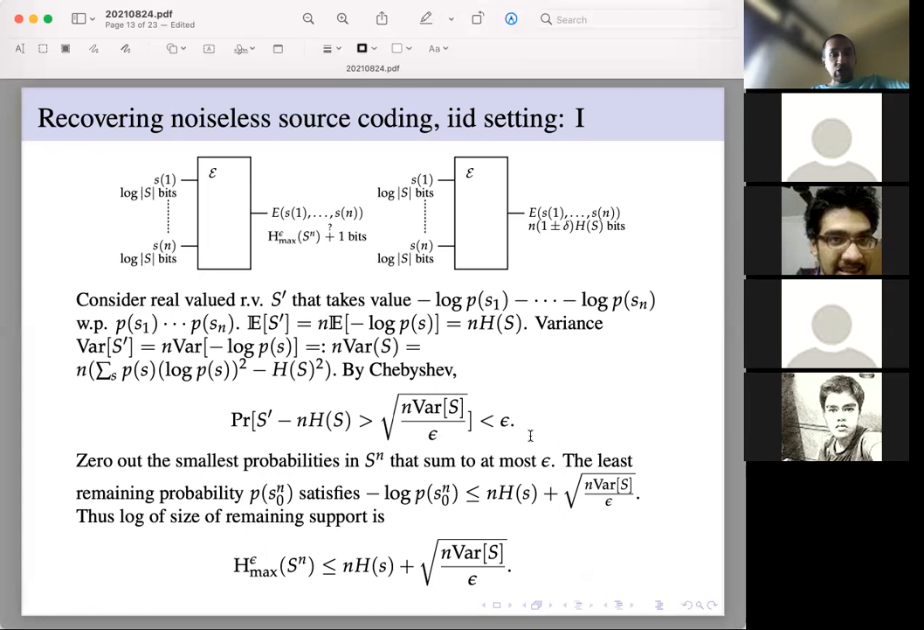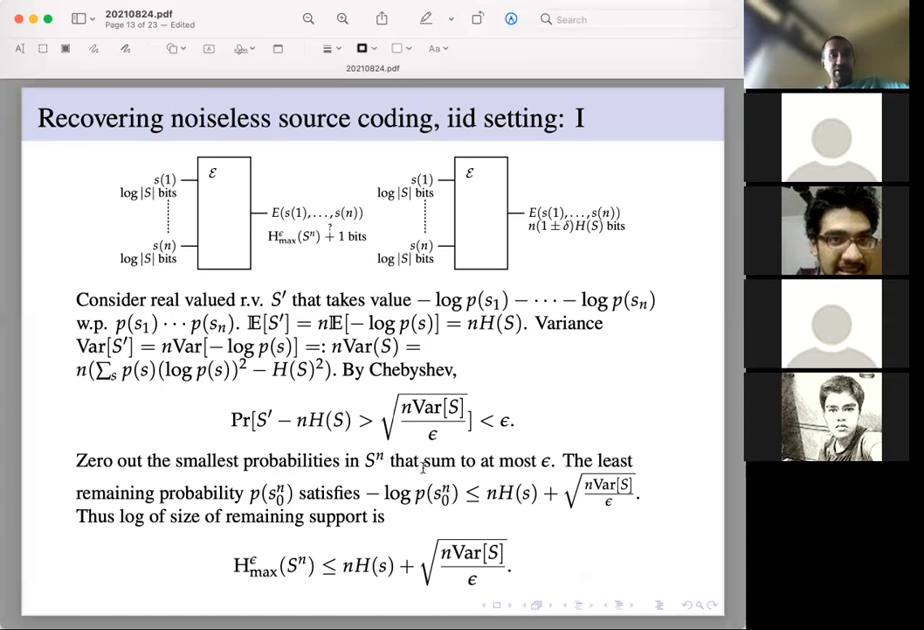So what is this telling me? Let us say I start off with the source S. Sometimes I'll write S to the n instead of S to the tensor power n. So this is n IID copies of the base source. Zero out the smallest probabilities in S to the power n that sum to at most epsilon. Remember, this is exactly the H epsilon max S^n strategy.